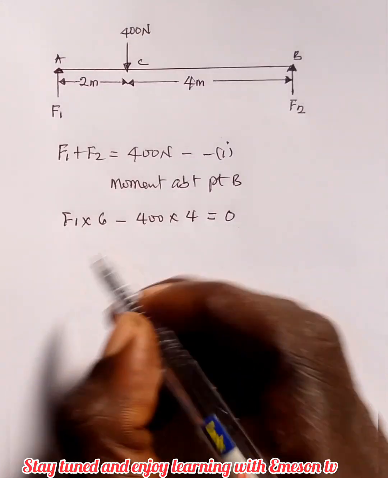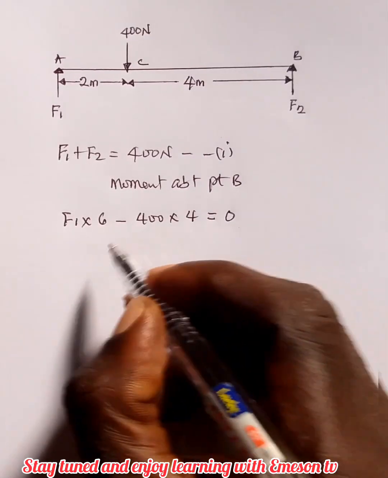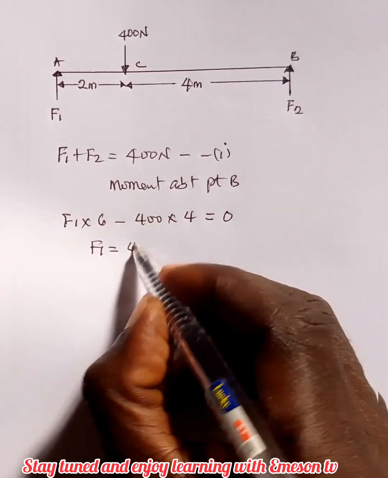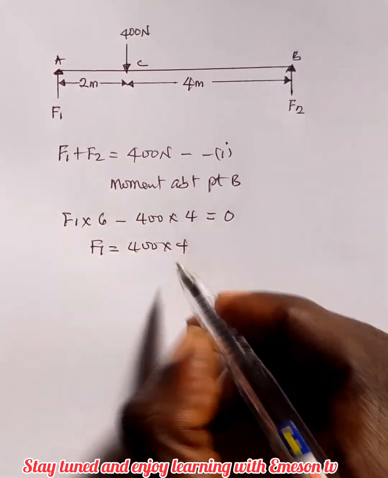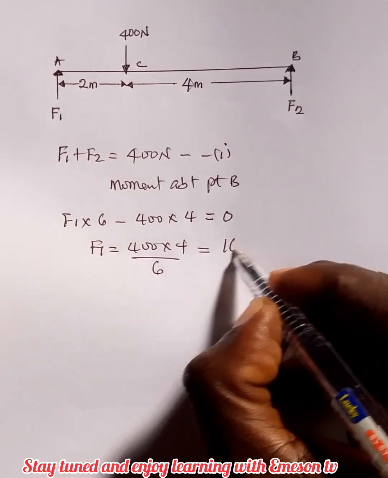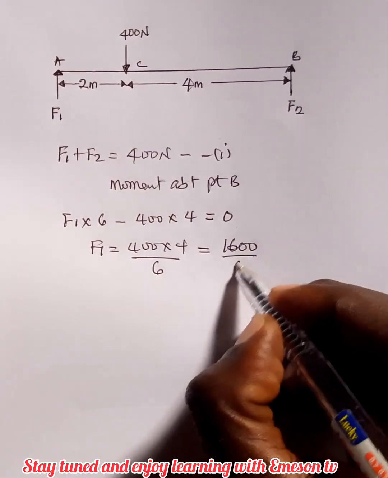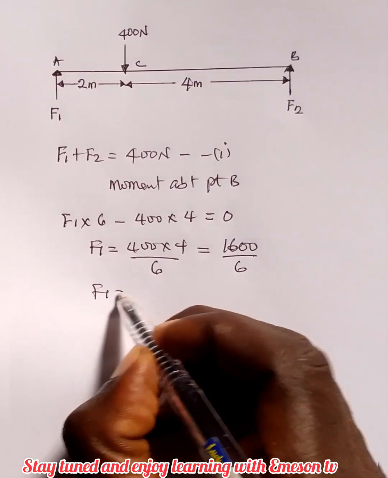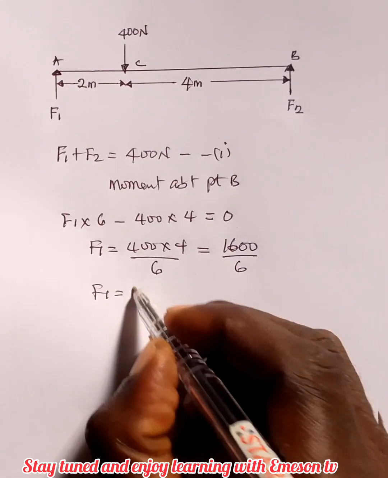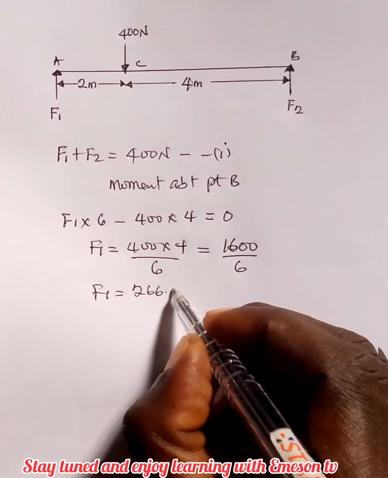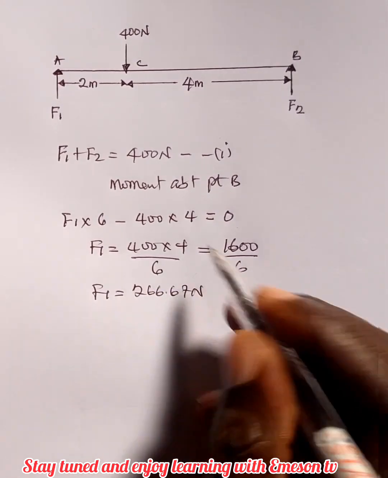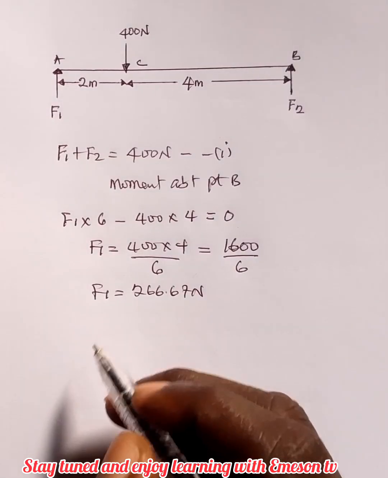So F1 now simply becomes F1 is equal to 400 times 4 over what? 6, which is equal to 1600 over 6. So our F1 is equal to 266.67 Newton.